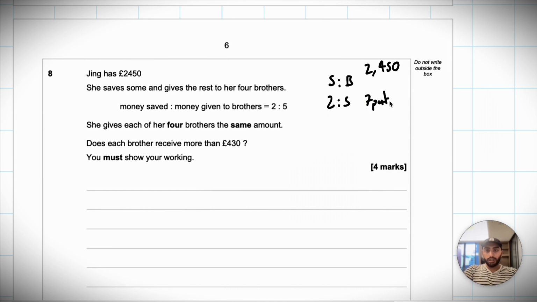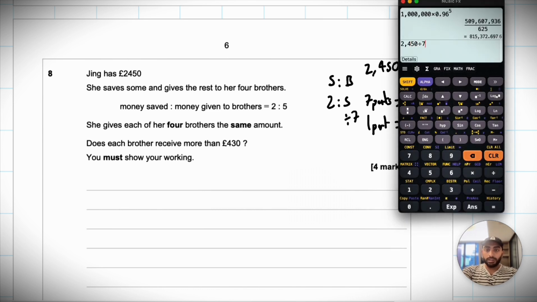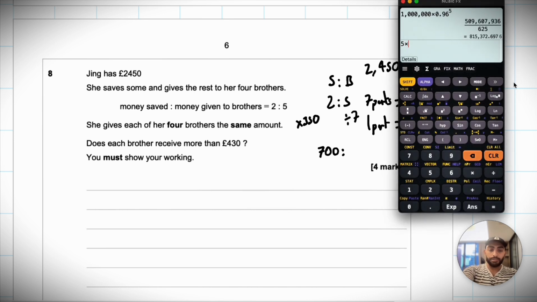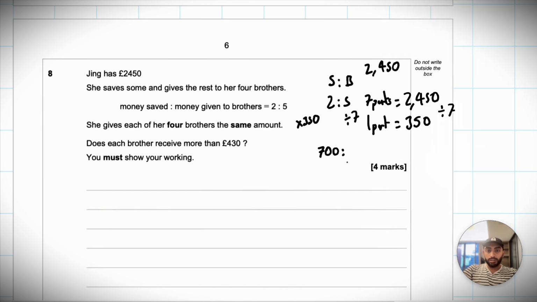So 7 parts is equal to 2,450. We want to find out the value of 1 part. So on the left hand side we've divided by 7, and on the right hand side we also need to divide by 7. So 2,450 divided by 7 gives me 350. So each part is worth 350. So the amount that she saved is going to be 2 multiplied by 350, which will be 700. And the amount that she gives to her brothers is going to be 5 times 350, 1,750. And if you add up both of these numbers, you get 2,450. So that means we've shared it correctly.